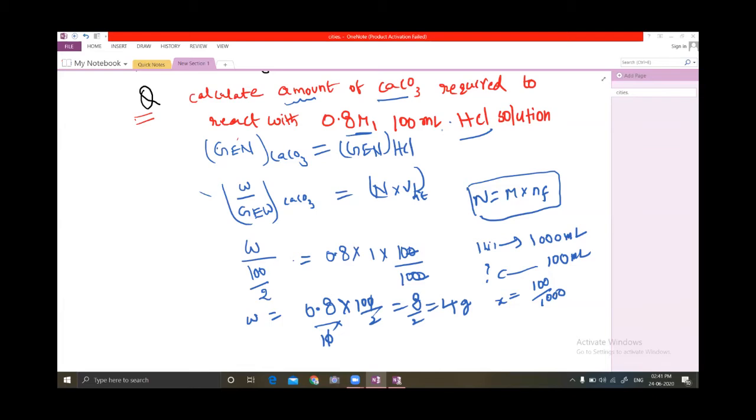I have already given some questions, or you can check your class notes. You will get it perfectly as weight by equivalent weight. How to calculate equivalent weight, you already know that: n factor. We discussed the n factor calculations very well. If you are not getting it, please go and check the link, search, and you will get it.